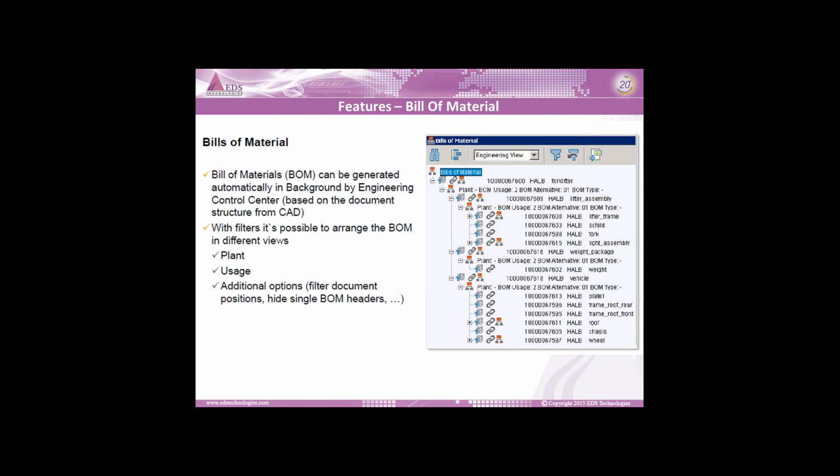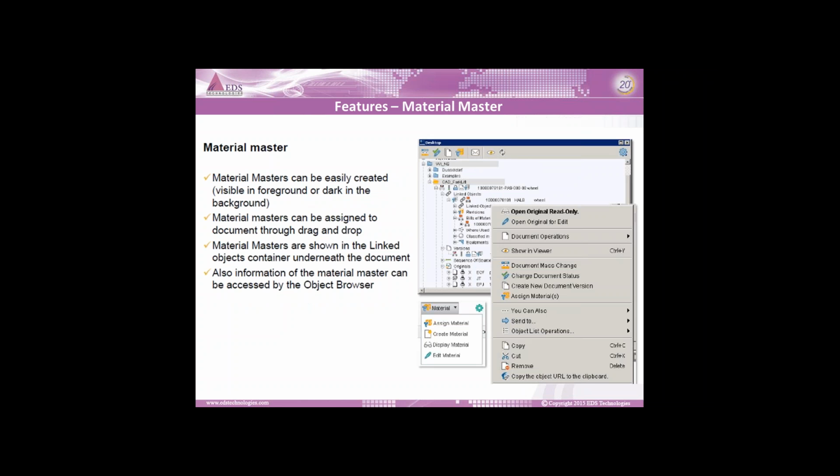We also have material master management, which can be easily created, visible in the foreground or in the dark. When I say dark, that's in the background. That can be easily created through this particular interface. Material masters can be assigned to documents by drag and drop from one window to another through this SAP Engineering Control Center front-end component. Material masters are shown in the link objects. The links to various objects, where it is being used, all those things can be easily accessible through this interface, through the necessary configuration that is established at the time of implementation.